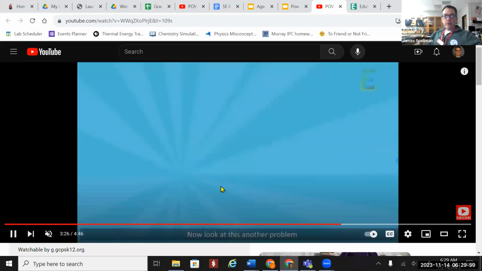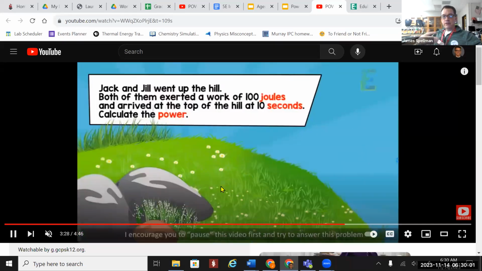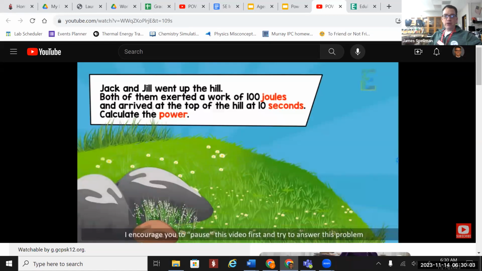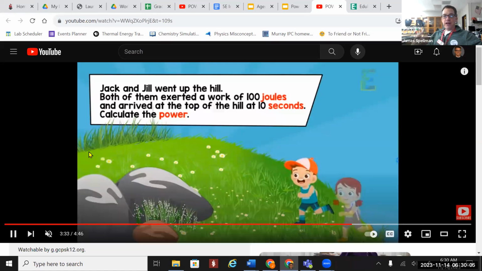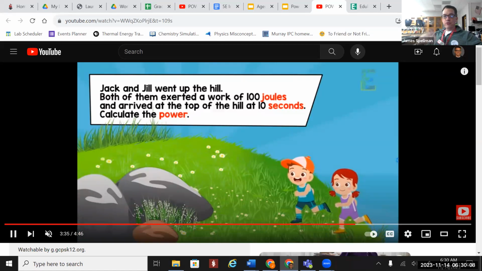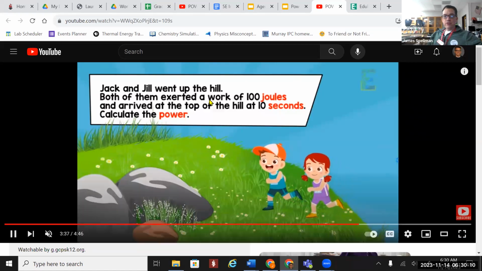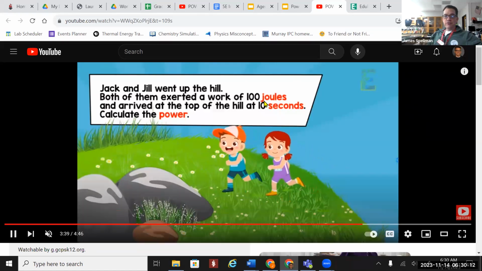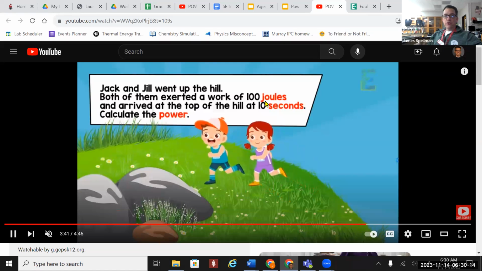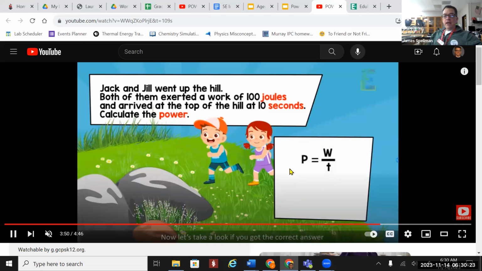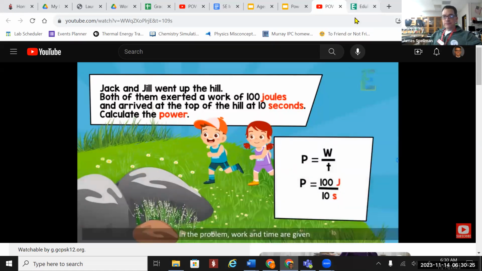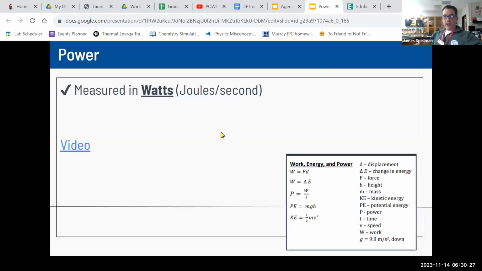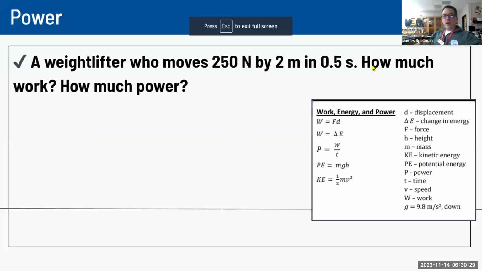If we have a couple people running up a hill, Jack and Jill, hey, they went up the hill. If they're the same size and they're going the same distance, then they would be doing the same work. And so if they went up the hill and they used 100 joules of energy or 100 joules of work, and they did it in 10 seconds, the power would be, again, work divided by time, or energy divided by time. So 100 divided by 10, and that would give us 10 watts. So it's a pretty simple calculation for us to be able to go through and do these.